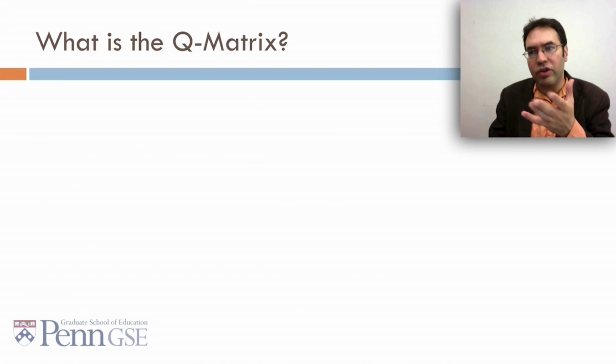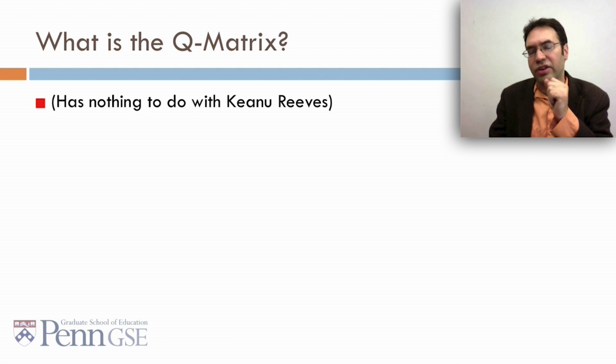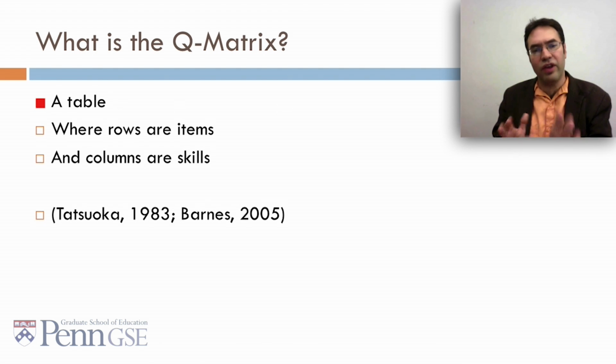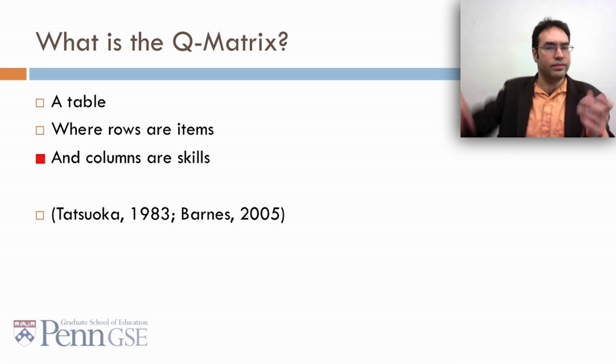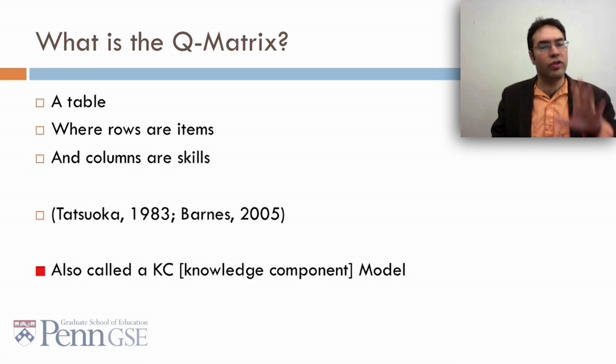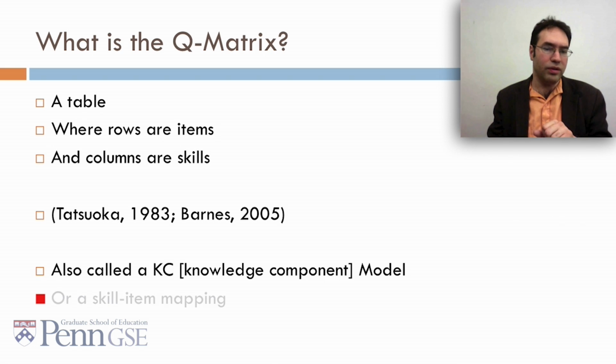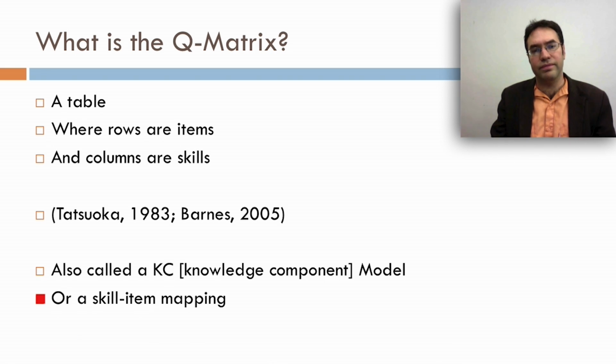Today we're going to talk about the Q matrix. What is the Q matrix? It has nothing to do with Keanu Reeves. It's a table where each row is an item and each column is a skill. People also call this by other names, including a KC, knowledge component model, or a skill item mapping.